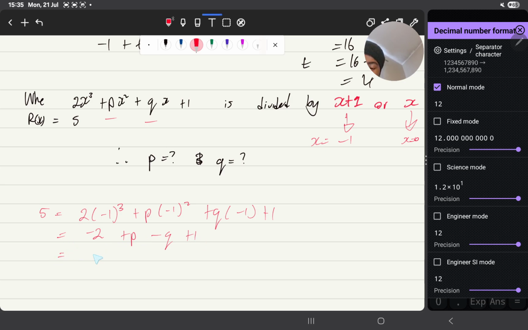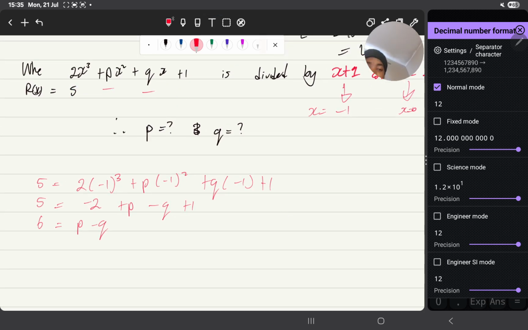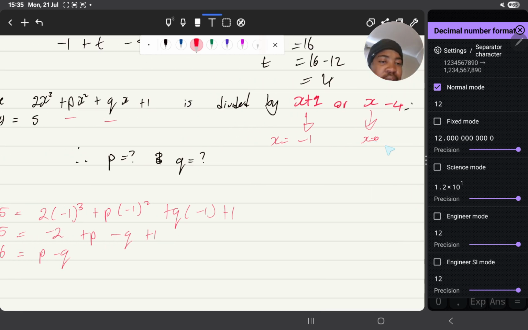That is minus 2 plus p minus q plus 1. So p minus q minus 1. Or maybe let me say this side I had 5 minus 1, no, plus, and then I will have 6. That's the first thing. Then I substitute 4.